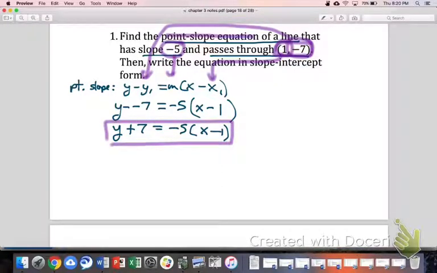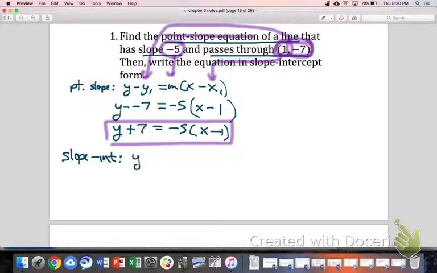Okay, so it also does ask us to take this to slope-intercept form, and to do this, we just need to remember that slope-intercept form is going to have to be solved for y. We're going to have to do a little bit of simplifying on the way, but I'm going to go ahead and come down here to get to slope-intercept form.